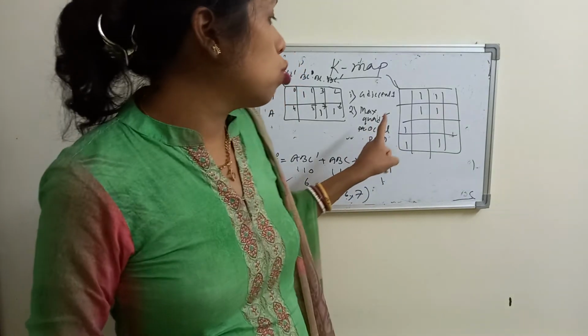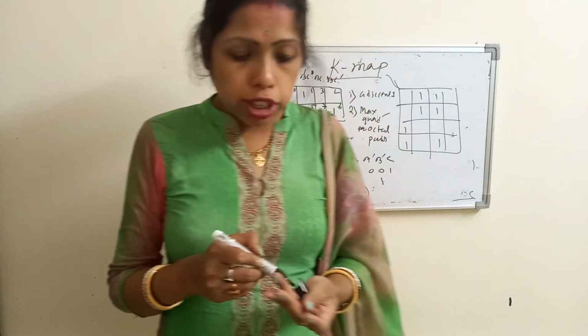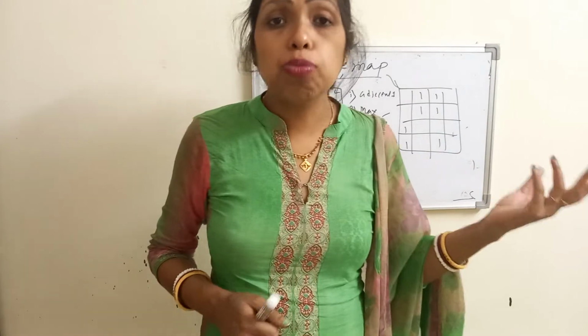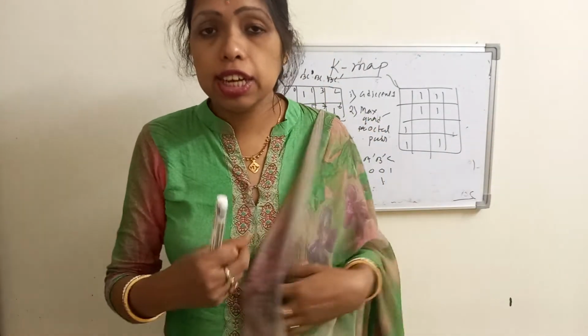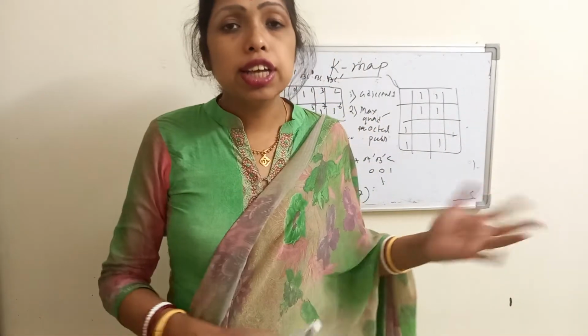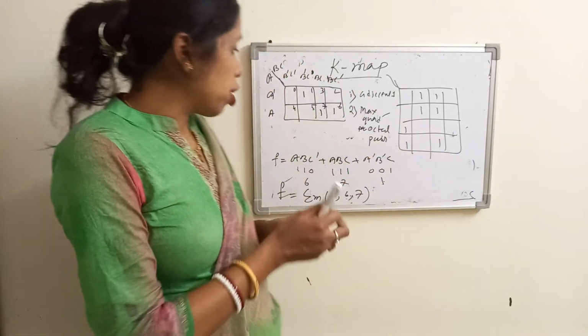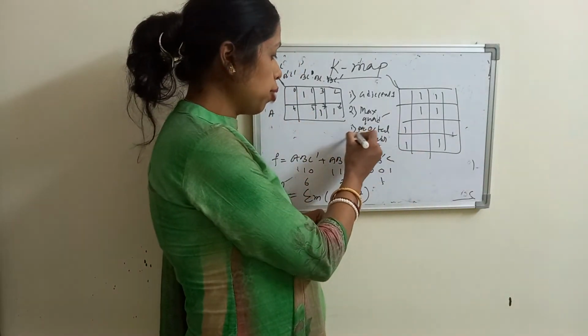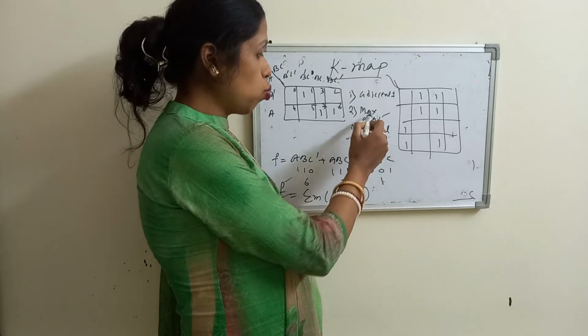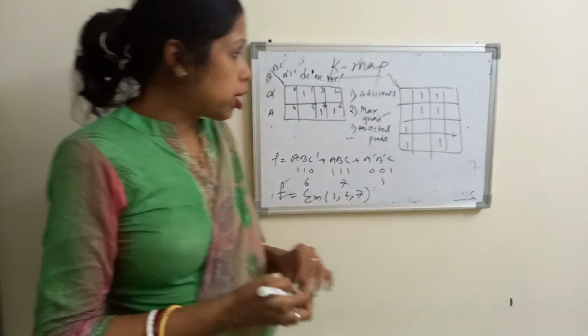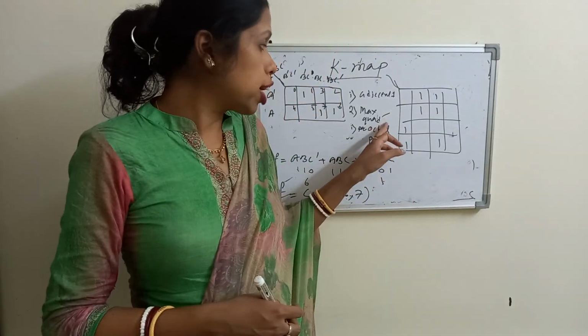Okay, first I have to check from this schema whether I can design maximum quad by using those adjacent ones. Sorry, first is this one, octal. Then quad, then pair. After octal, you have to check the quad.